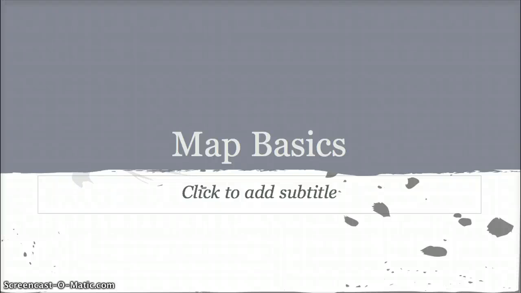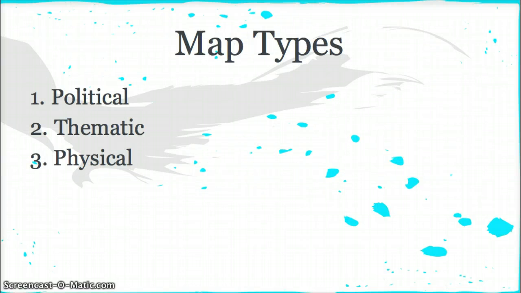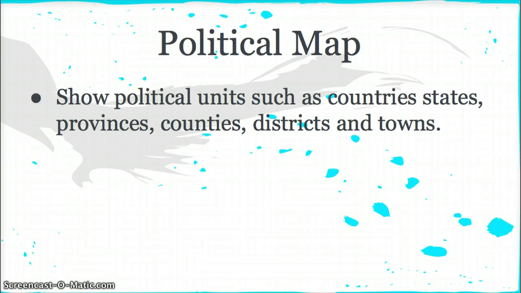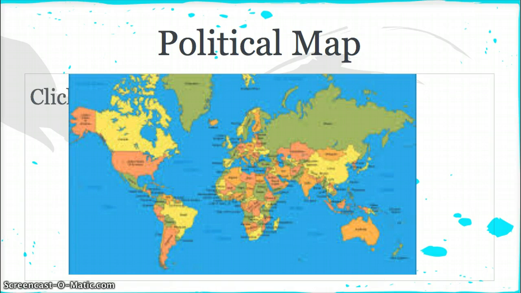Okay, today we are going to talk about map basics. There are three different types of maps that you are going to need to know: political, thematic, and physical. Political maps show political units such as countries, states, provinces, counties, districts, and towns. Here you have a political map. This shows all the different countries in the world.